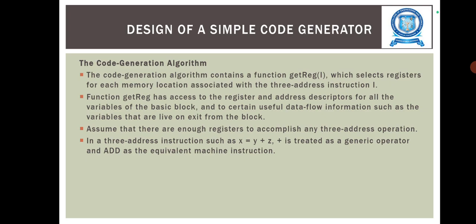The code generation algorithm contains a function getReg(I), which selects registers for each memory location that should be associated with three-address instruction I. Function getReg has access to the register and address descriptors for all the variables of the basic block. It is useful for data flow information such as variables that are live on exit from the block. Assume that there are enough registers to accomplish any three-address operation. In a three-address instruction such as x = y + z, we treat + as a generic operator and ADD as the equivalent machine instruction.